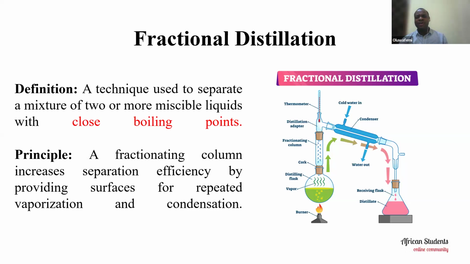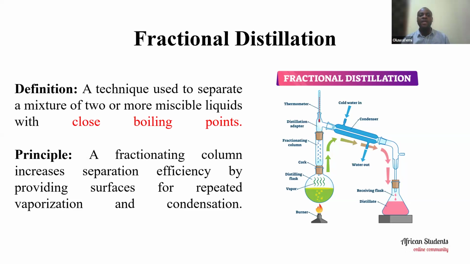Let me give you an example. If you have a mixture of alcohol and water, their boiling points are quite close. If you look at alcohol carefully, ethanol to be precise, it has a boiling point of about 78 degrees Celsius, whereas water has a boiling point of 100 degrees Celsius. It's very, very close. Not only that, you can also use that in the petroleum industry, which I'm going to come to very soon.